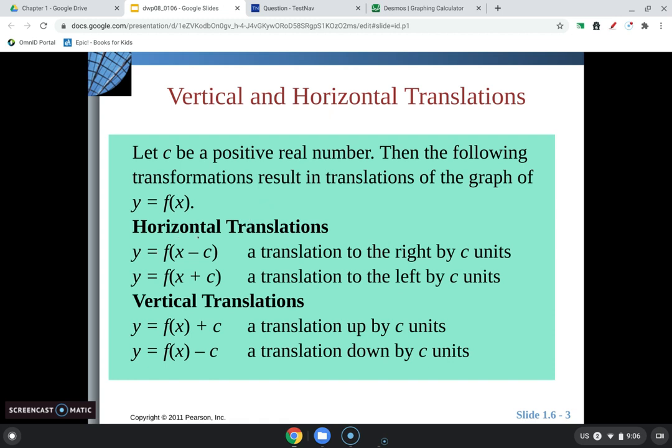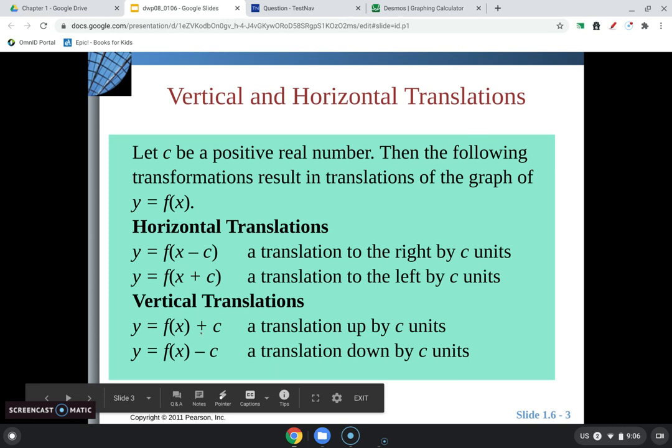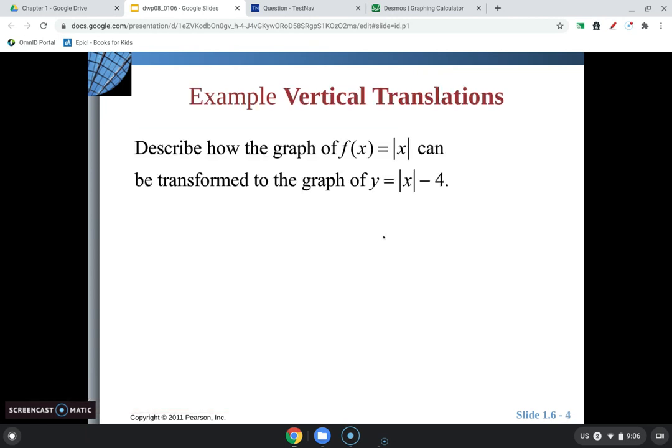Horizontal, so that's going to be in the parentheses. If you subtract, it goes to the right. If you add, it goes left. Vertical, if you add, it goes up. And if you subtract, it goes down. Realize vertical is out of the parentheses. Horizontal is going to be inside the parentheses. Horizontal is kind of the bizarro world.